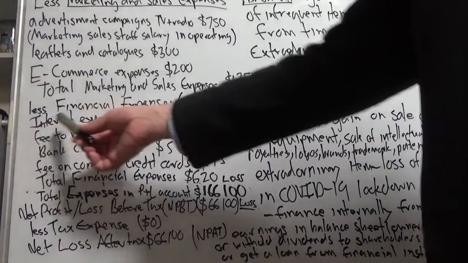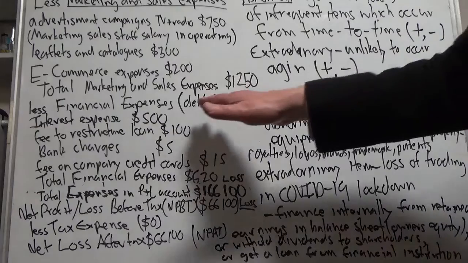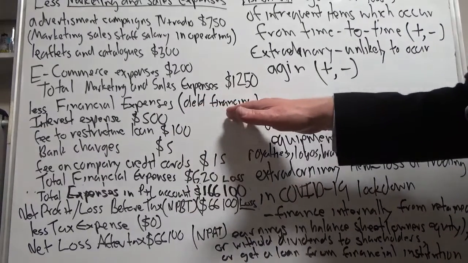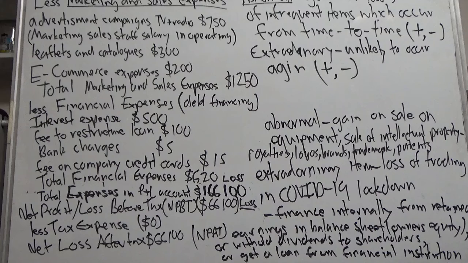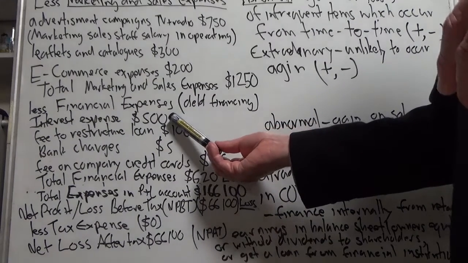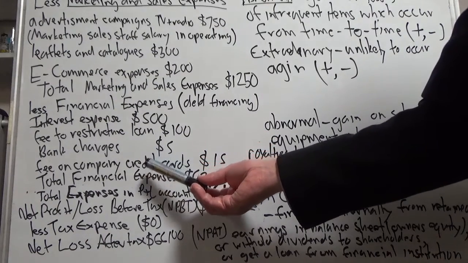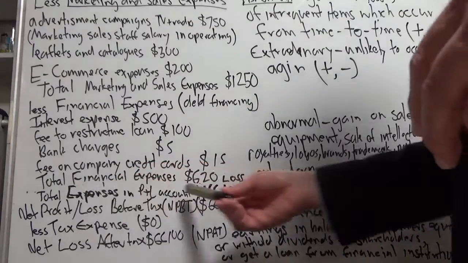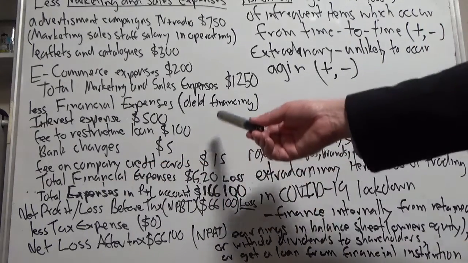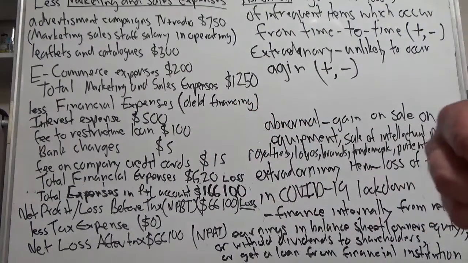And then the next category is less financial expenses. Financial expenses are expenses associated with debt financing, such as loans and credit cards. Examples: interest expense, fee to restructure a loan, bank charges, and fees on company credit cards. So you get total financial expenses for the year by adding up those figures in financial expenses.